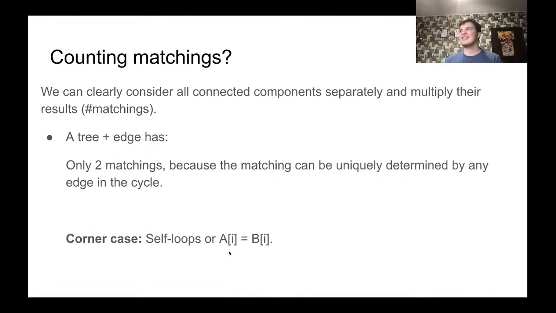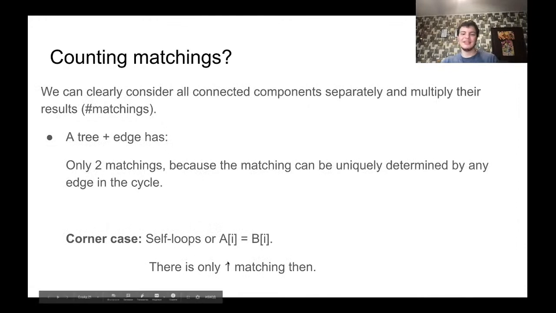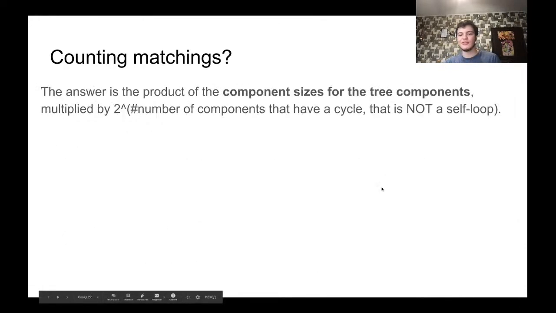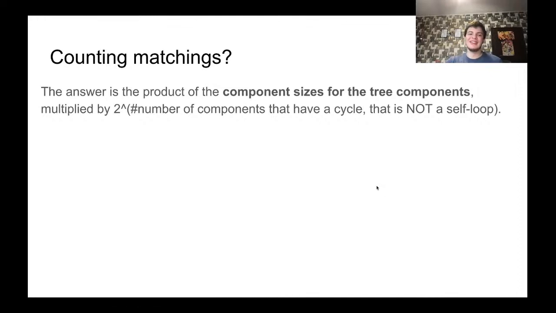So to recap, there is just one matching when we have a self loop. So the answer is the product of the component sizes of the tree components multiplied by 2 to the number of components that have a cycle and the cycle isn't a self loop, which is effectively 2 to the power of the number of components that have a cycle, minus the number of positions such that a_i is equal to b_i, because that's the number of components that have a self loop.